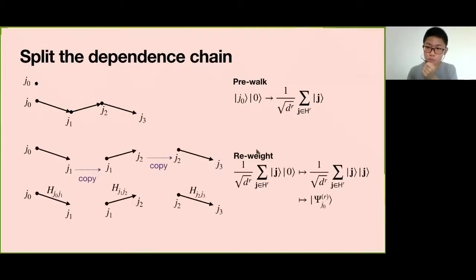The second stage would be reweight. That is, we start from the pre-walk state and call the oracle OH to add back this weight. Now, how do we add back this weight? We can compute an entry of H, say H_JK, then use the controlled rotation to adjust the amplitude of these computational bases. This stage only involves oracle calls to OH.